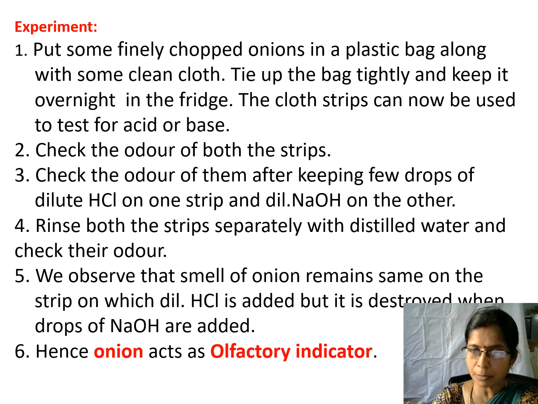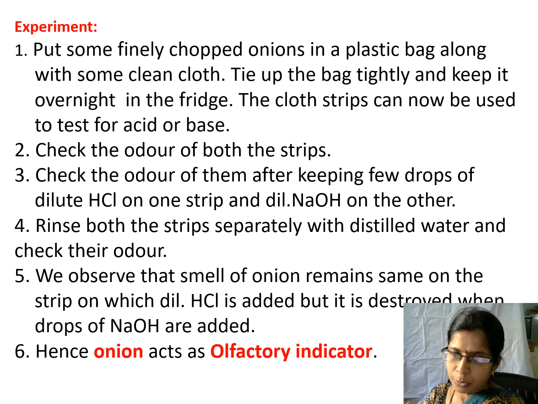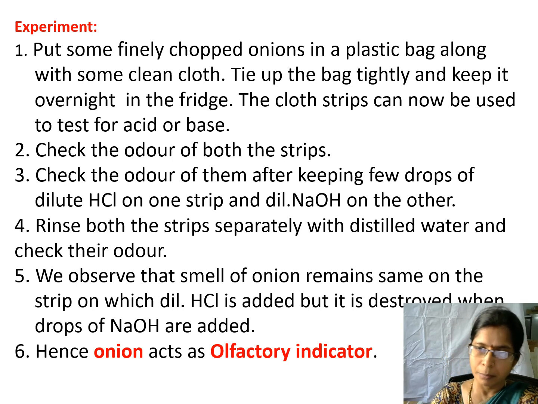So in acidic medium, the smell of onion remains the same, whereas on the other strip on which drops of NaOH are added, the smell of the onion is destroyed. So here you can say that the basic medium destroys the odor, hence these can be used as olfactory indicators. So we can say that onion is an olfactory indicator.